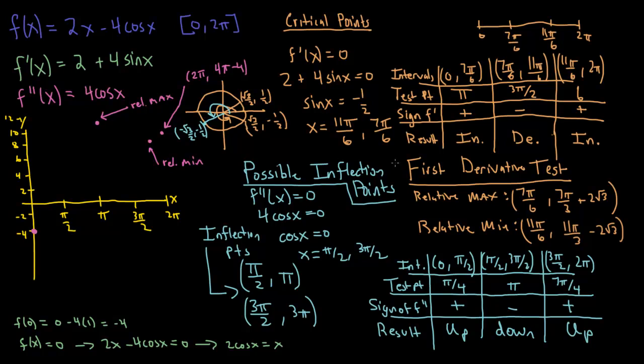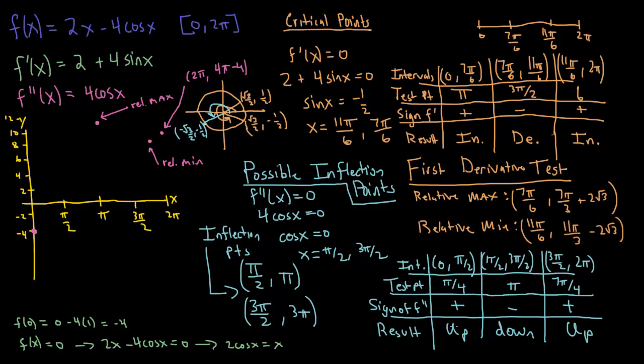Now let's see what's going on here. We're told that we are increasing to start with. We're increasing to 7 pi over 6. So we're starting at x equals 0, increasing until we get to 7 pi over 6, then decreasing until we get to this point, then increasing after that. So let me just draw the general shape here, then we'll talk about concavity. Generally like this. Increasing, decreasing, increasing.